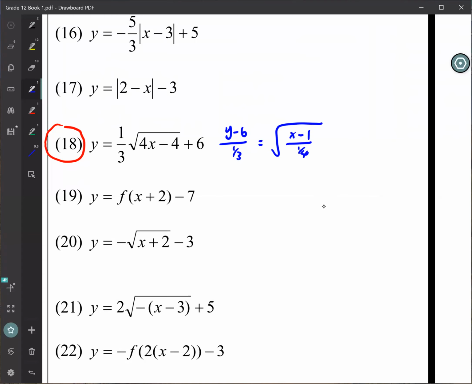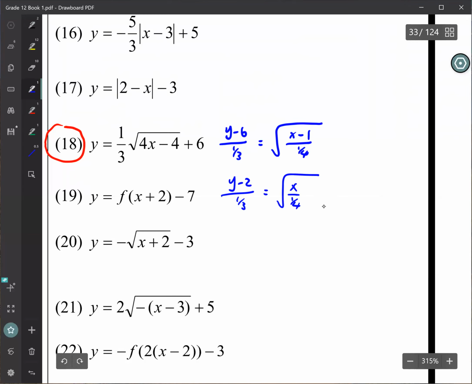Tiana, what do you have? I have (y minus 2) over 1/3 equals the square root of x over 1/4. Like this? Yeah. Okay. Kelly, what about you? I have the same as Cindy's. Okay. Let's get another one. William? I got the same as the first one.